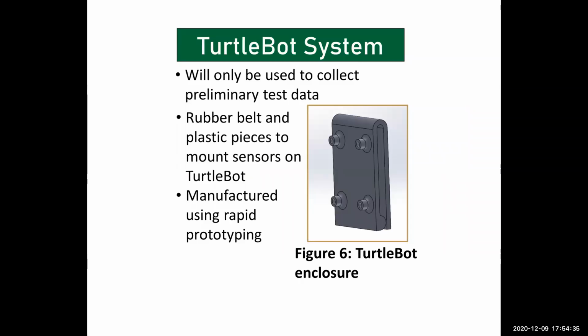The TotalBot system is the first of 2 enclosures for our project. This system will only be used to collect test data and optimize the sensor's height off the ground. This is meant to be a modular system to learn the ins and outs of the sensor before its final implementation.